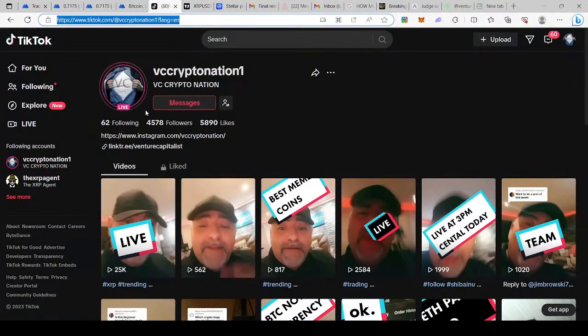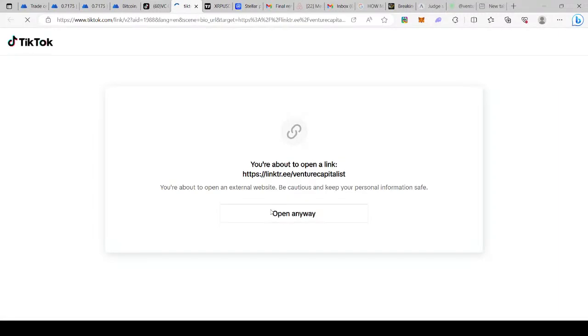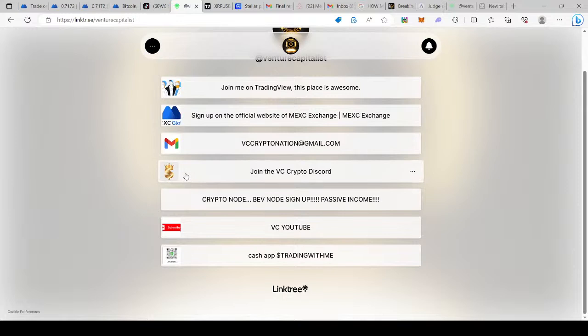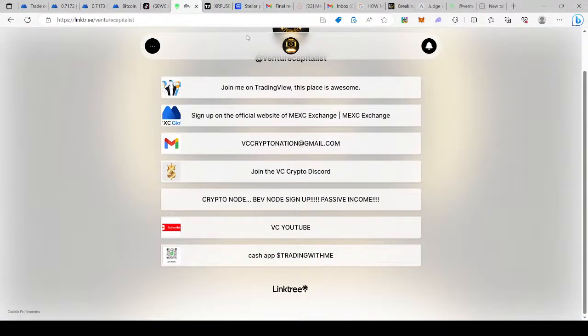Oh no, just go to the TikTok. Go to my live, man. Go to my live right here. Click this link tree right there, bro. Click the link tree. Say open anyways. Right here. Go down, third one down. Look for the gold sign right there. Join the Discord. Click it. Click, click. And there you go. What should everyone call you? Pick your name. There you go, my friend.